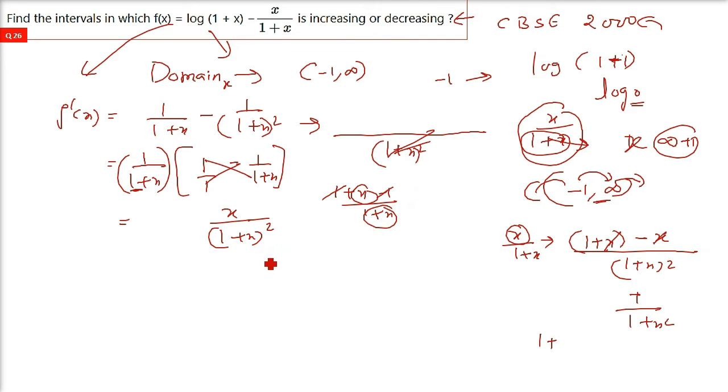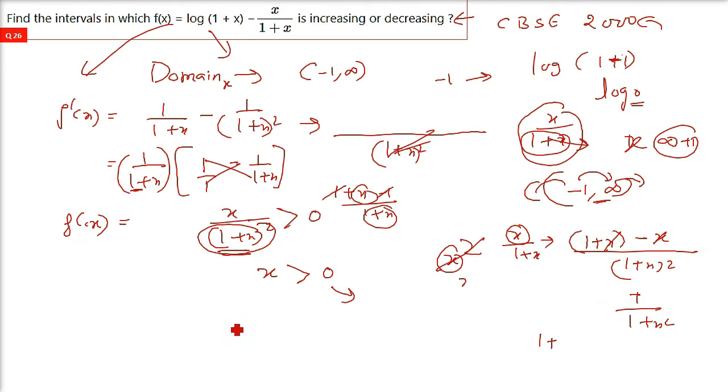Now if you want to show it increasing, it has to be greater than 0. If you want to show it decreasing, it has to be less than 0. Keep this very much in your mind. But please remember, the domain is only from negative 1 to infinity. x cannot be negative 1. It is always higher than negative 1. So this 1 plus x whole square will always be positive. So that means x should be greater than 0.